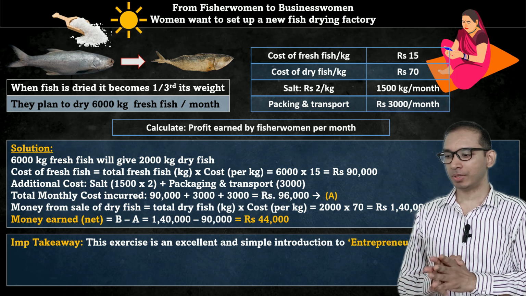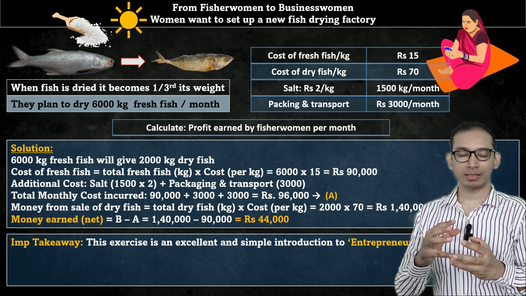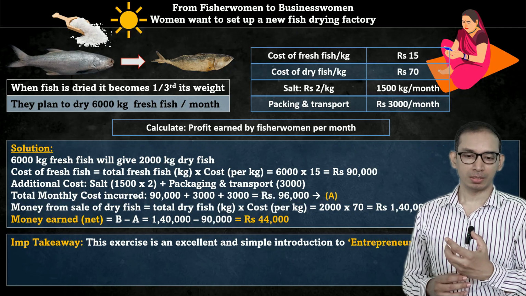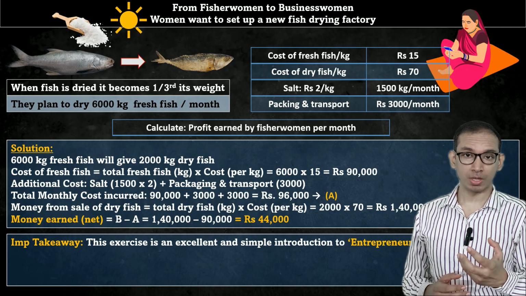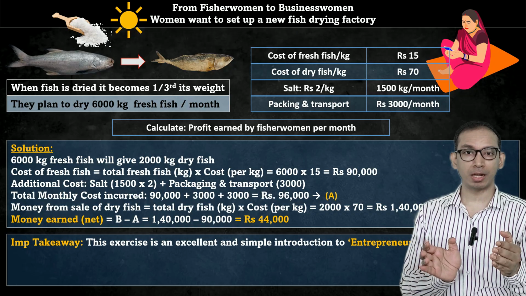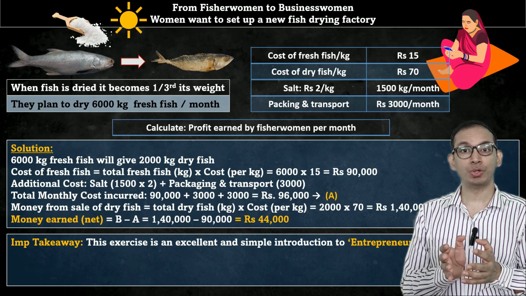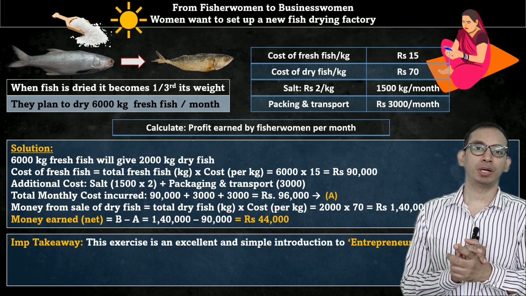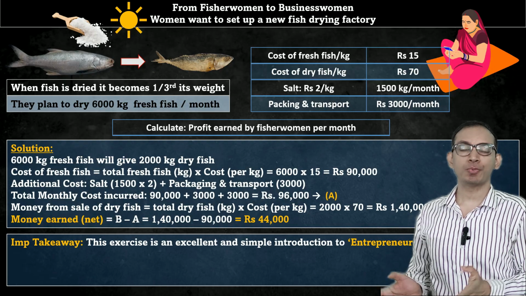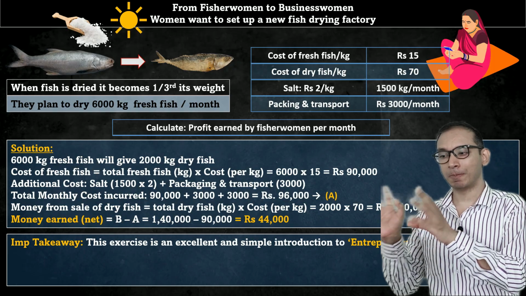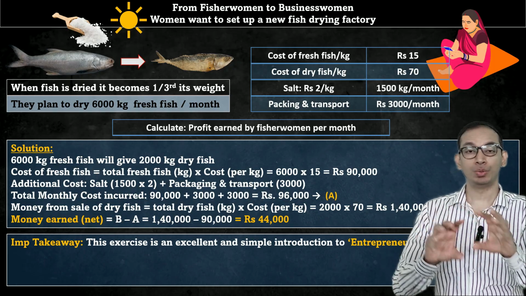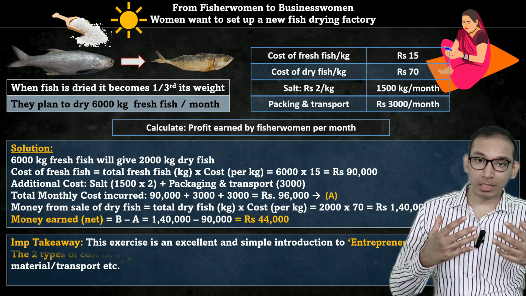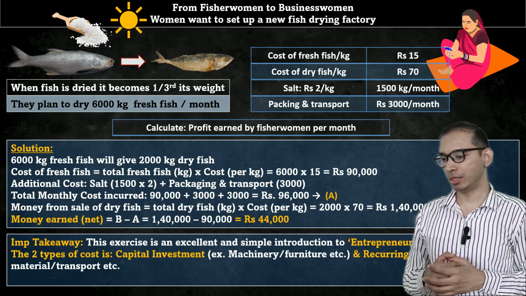Now, the important takeaway here is that this exercise is an early introduction to how business is done. This is something you kids need to understand, how businesses are run, because tomorrow you are the future entrepreneurs. So it's a good effort on the part of CBSE to frame problems like this where you can apply the maths that you learn to a real life problem. So this will instill a sense of entrepreneurship in kids.